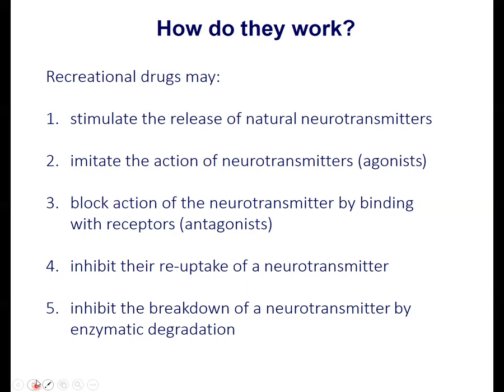So we talked about agonists. They bind to the receptors and they bring about a response. Some of them act like antagonists. So these will block the receptors and reduce the chances of reaching threshold. Some of them inhibit the reuptake of the neurotransmitter, by blocking the protein that usually allows the neurotransmitter back into the presynaptic neuron. And then finally, some of them inhibit the breakdown of the neurotransmitter by enzyme degradation, which we've talked about. So that's how recreational drugs work, in one of those five ways.